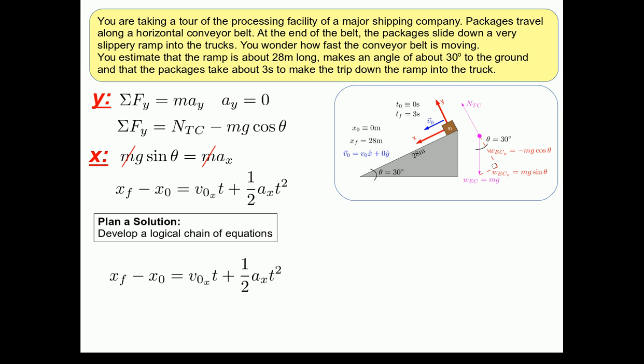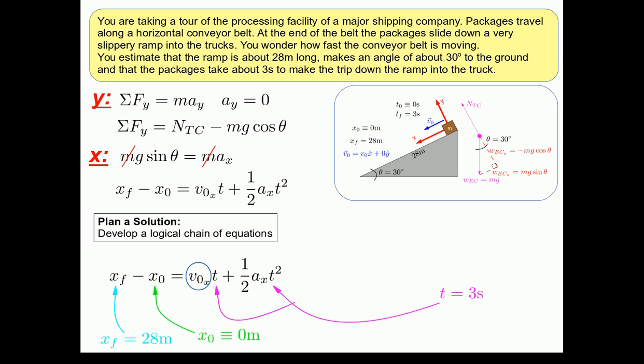Since v naught x is what we're interested in, it seems reasonable to start with our kinematic equation. Now let's have a look at this. What do we know in here? We know t. T is the time it takes for the box to slide down the ramp. In this case, 3 seconds. We also know the initial position of the box. We defined it to be 0 meters. And we know the final position of the box. It's 28 meters.